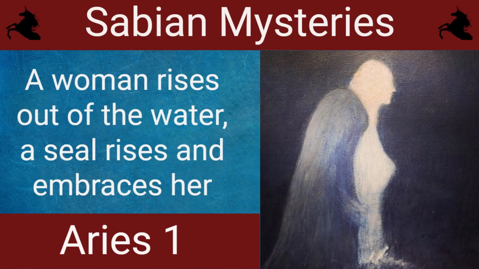So with the first degree, woman rises out of water, a seal rises and embraces her. I see this as the actor first stepping onto the stage. In so much of our life, we are a spectator. We are a member of an audience, but we've come to this earth to play a part on a stage. And Jupiter, the planet of expansion, what a better planet to go through this process with, to really work on a project that's special to you.